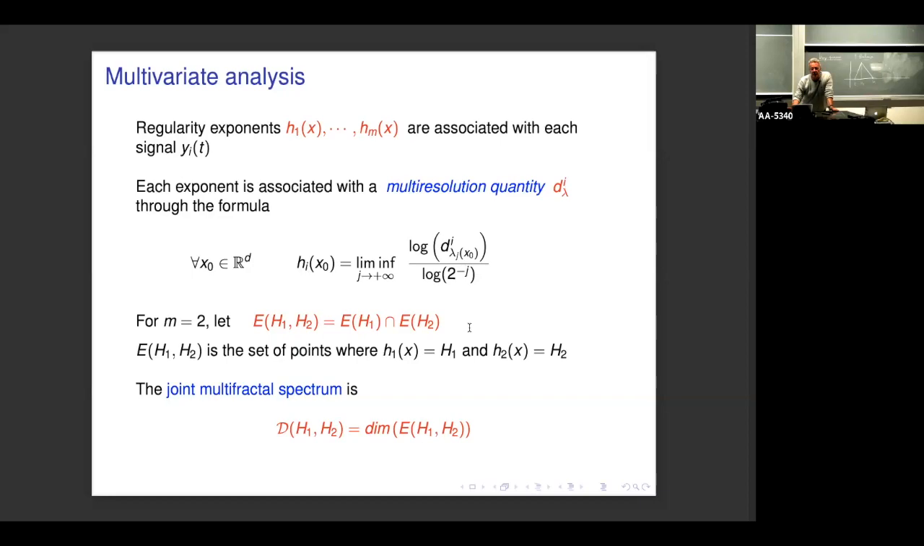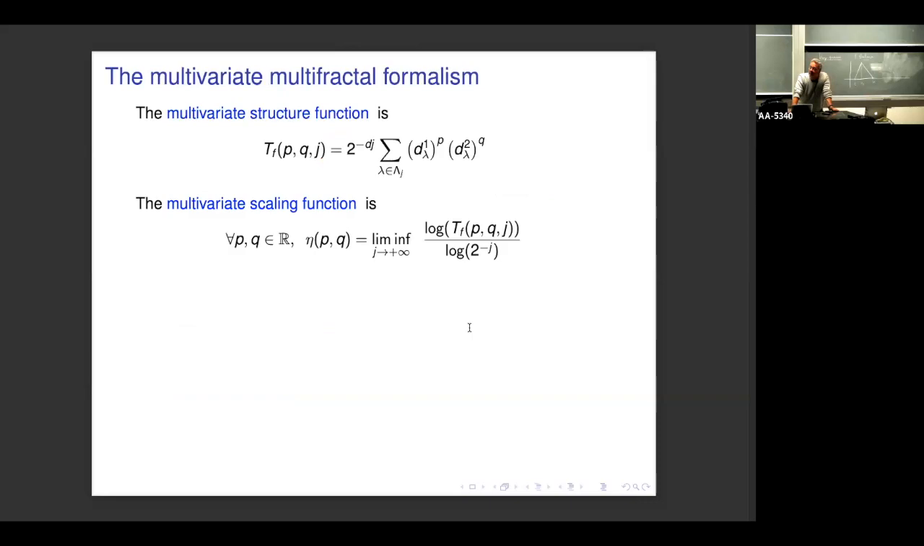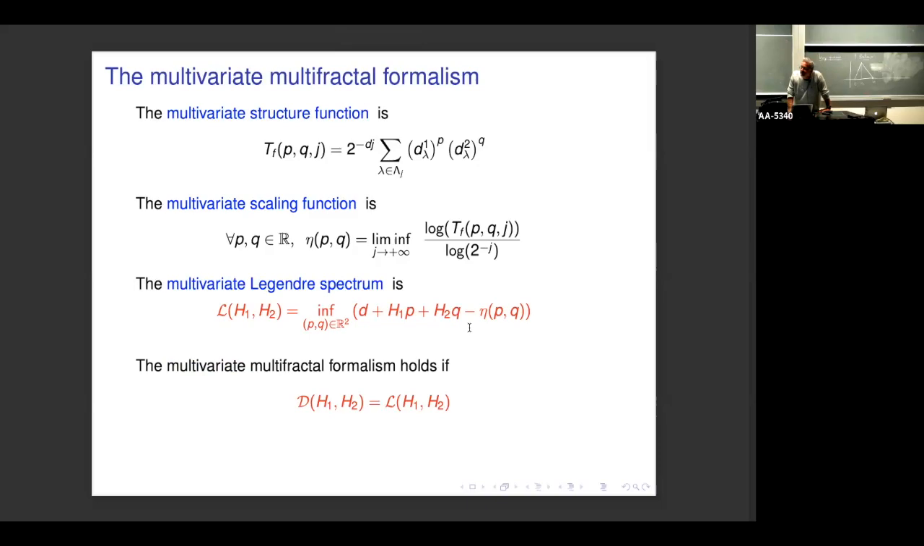Okay, so what people in signal processing did was just to say, hey, maybe we can work out a multifractal formalism just by keeping the same idea. So I have two exponents, and instead of computing a scaling function of one variable, we'll compute a scaling function of two variables. So instead of having just the first multi-resolution quantity to a certain power, I have the first multi-resolution quantity to the power p, and the second to the power q. I make a log-log plot regression. I have a scaling function of two variables, and I take a Legendre transform in two variables, and maybe that will give me some information about the multivariate spectrum.